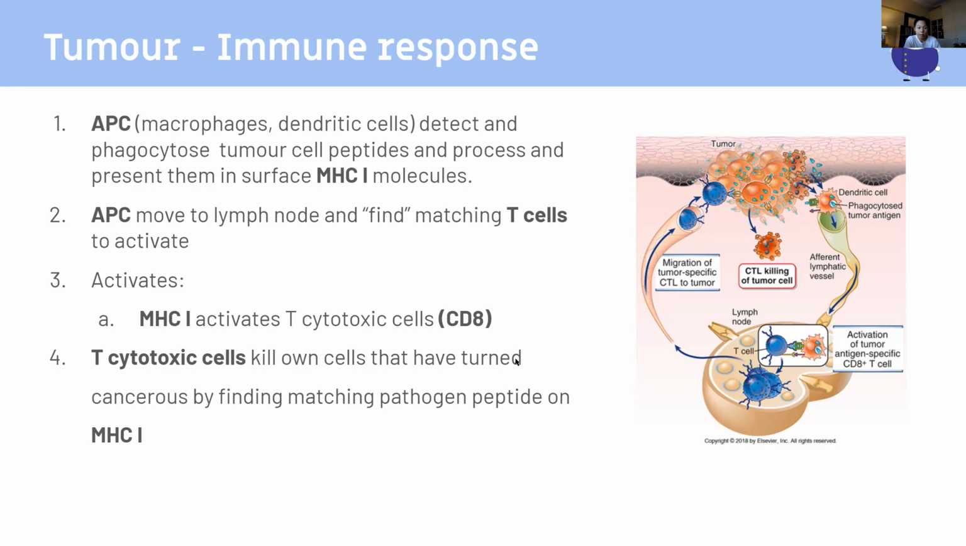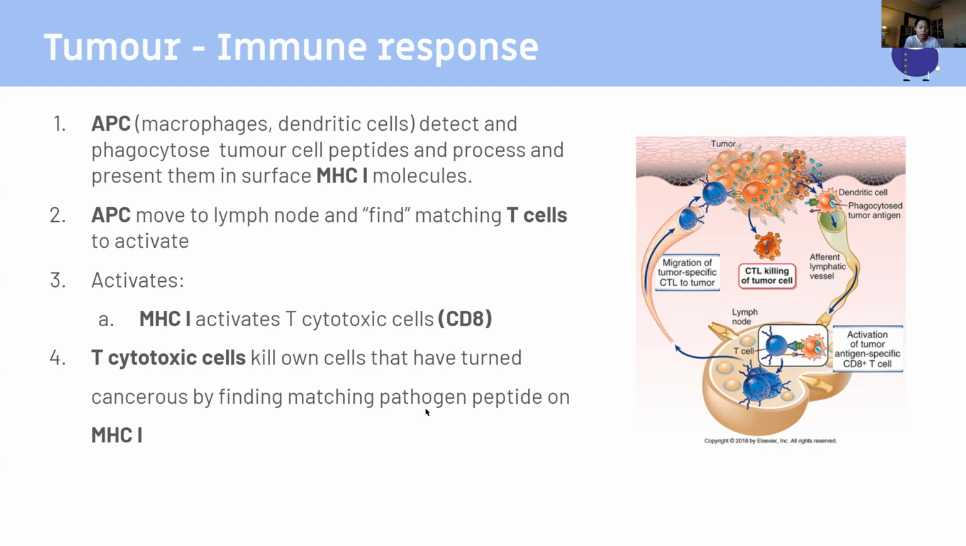Once again, it's the same process. Our APCs will move to our lymph node to find the matching T cells. When dealing with tumors, it's less antibodies and more our cytotoxic T cells that are activated. And these cytotoxic T cells will then go on to find matching cancerous cells and kill them by recognizing the MHC class 1 and peptide combination.